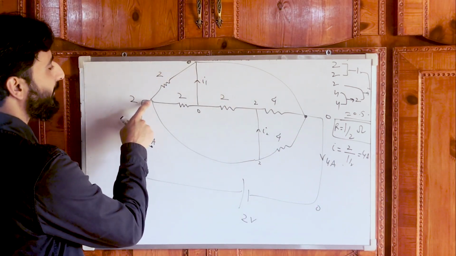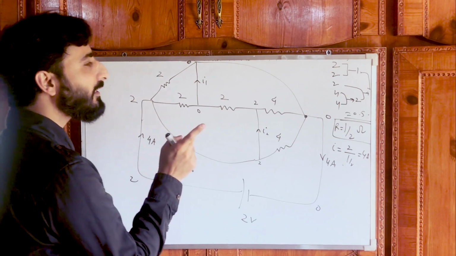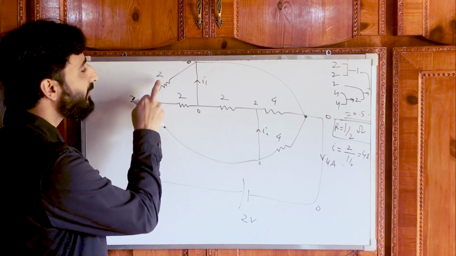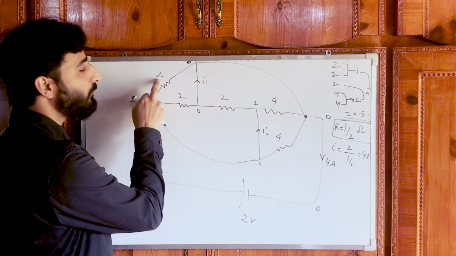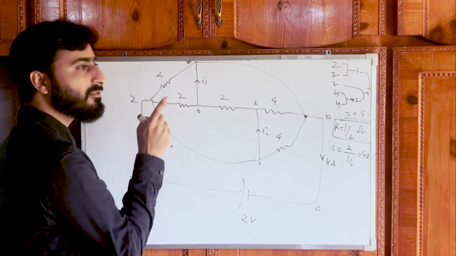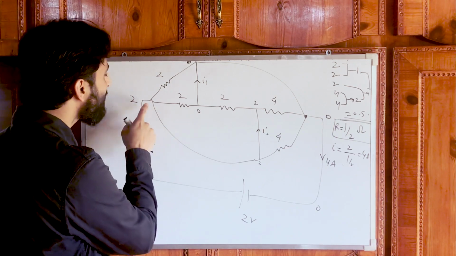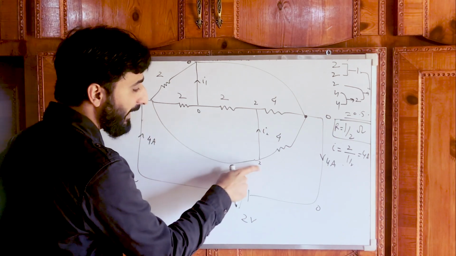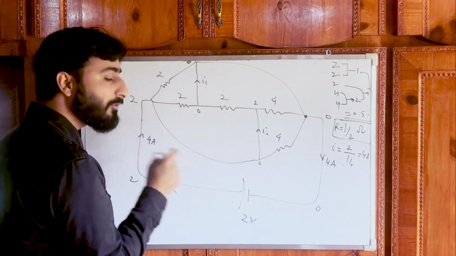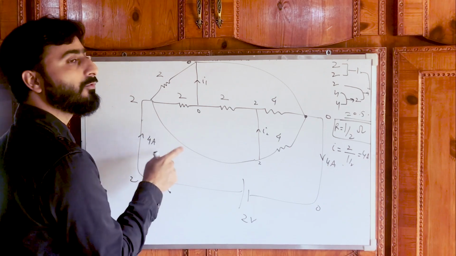Now from this point, maybe you start thinking that this current 4 ampere will get distributed in between these two. So 2 ampere will flow through this, 2 ampere through this. But there is a problem in that reasoning. Why? There is a third limb, and we don't know whether there is some current flowing through this limb or not. So right now we will suppose that there is some current flowing through this limb.